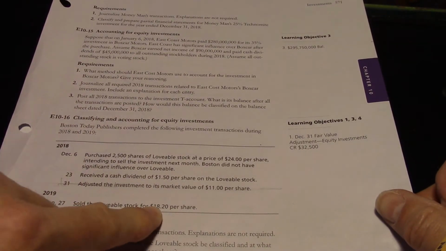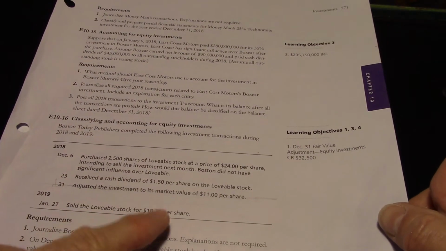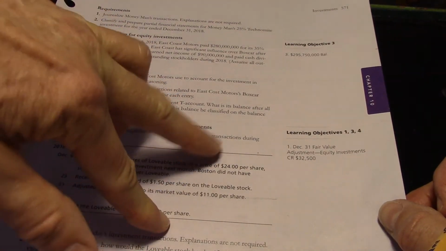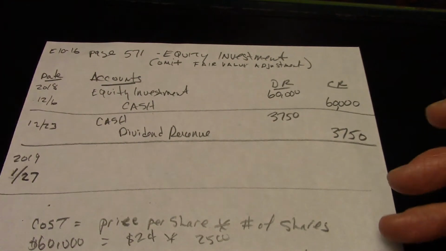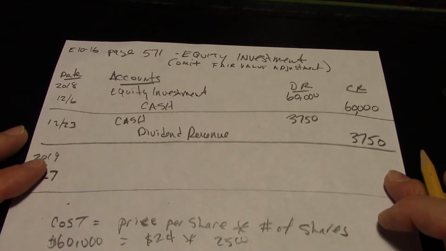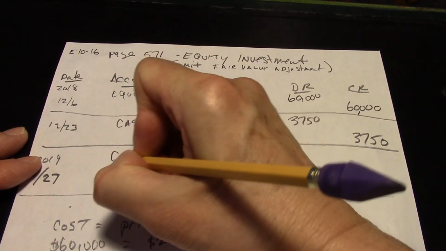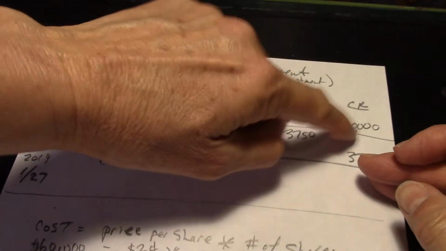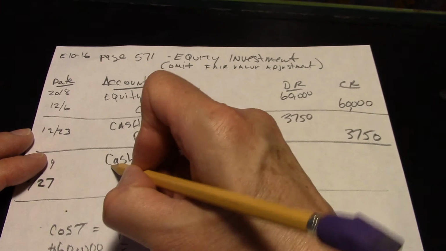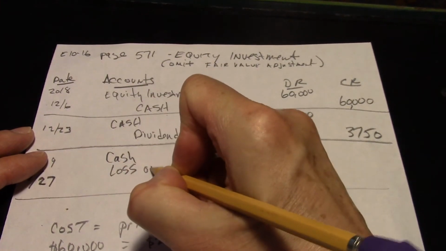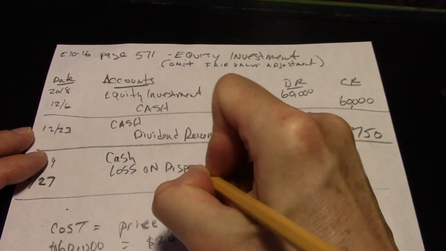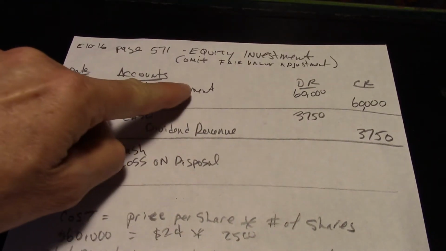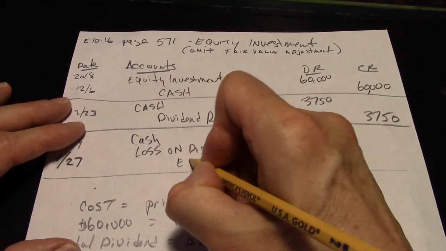Sold the Lovable stock for $18.20 per share. Well, that's less than what we paid for it, right? So we're taking a loss, all right? So we're going to get some cash, right, because we did sell it. It won't be as much as we paid out, but we'll get some cash. We'll take a loss on disposal. And then, of course, we'll no longer have this investment, so we've got to take it off the books.